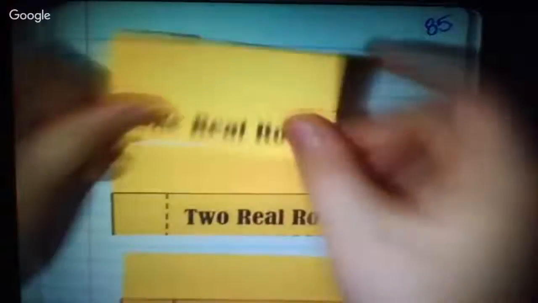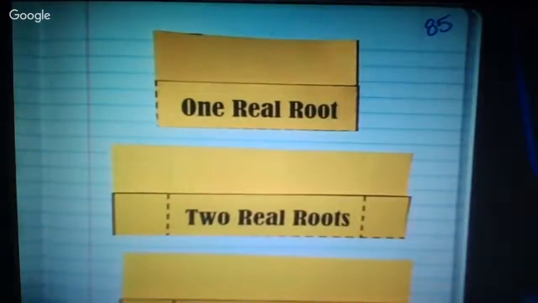Once you do this, I want you to fold. Both sides, so they're like this. Inside or outside? Fold them under.